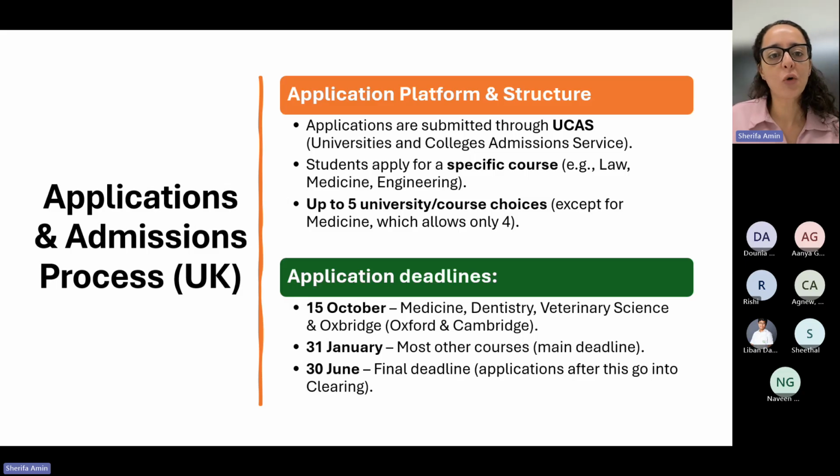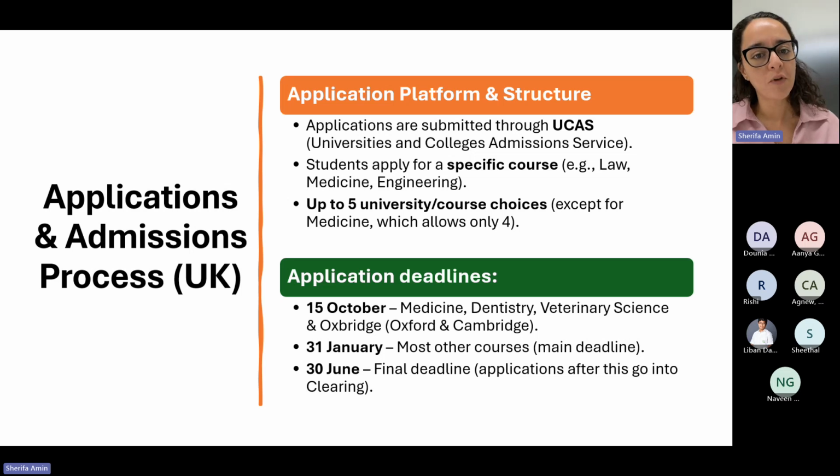All applications go through a portal called UCAS. And the thing is, you only get 5 choices on UCAS. So it's very important to have research done in advance, because you do get only 5 choices, except for medicine. For medicine, you're only allowed to apply to 4, and then your 5th option can be medicine related, such as biomedicine or biochemistry, for example.